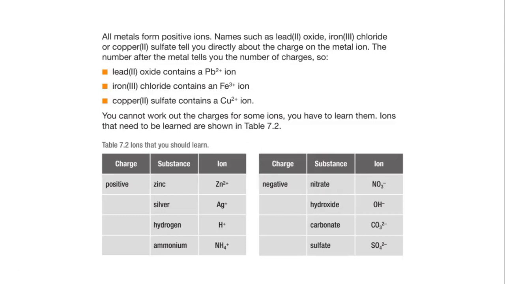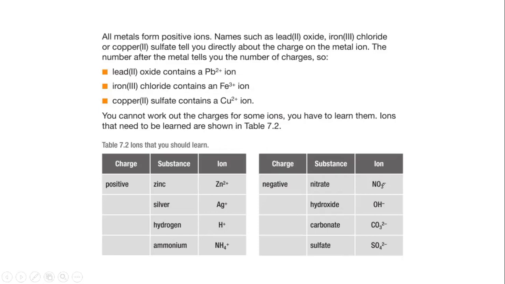But there are certain transition elements which have fixed charges. For example, zinc and silver. Zinc is a transition element, but it has a charge of +2. And silver is a transition element, it has a charge of +1. Hydrogen always has a charge of +1, and ammonium also always has a charge of +1. So you can go ahead and just learn this table to make it easy in the exam. You just remember what the charge is and you can quickly go ahead with it.